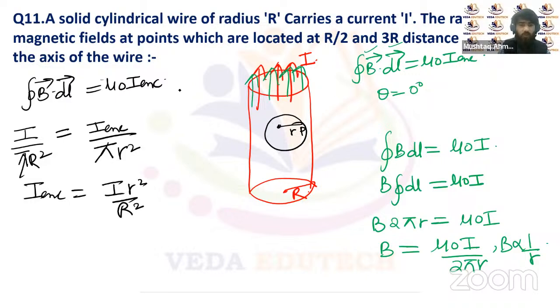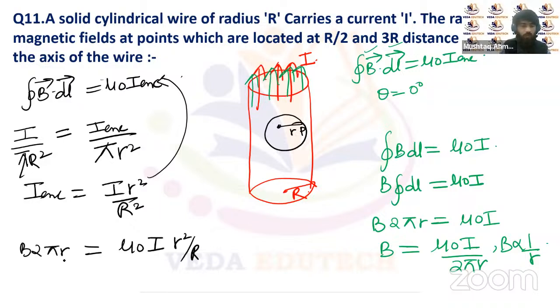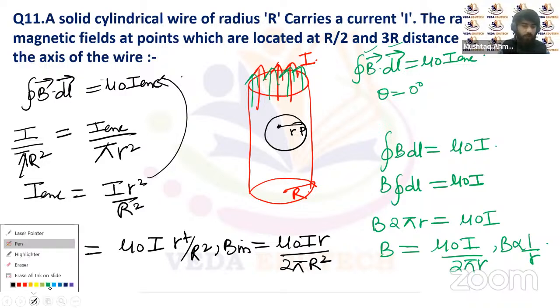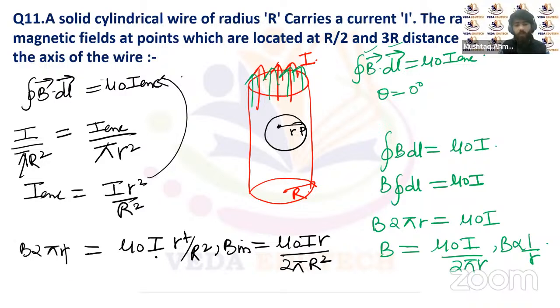So we can substitute the value of this I enclosed in this equation, right? To calculate the magnetic field. So integral of B dot dl will be into 2 pi r, right? That will be mu naught I r square upon capital R square, right? From here, r and r will get cancelled. We'll be left with the value of B inside, that will be equal to mu naught I r upon 2 pi R square, right? So we concluded that the magnetic field because of the cylinder for an inside point is actually directly proportional to the distance from the center of the cylinder, right?